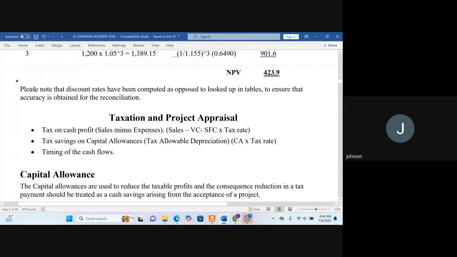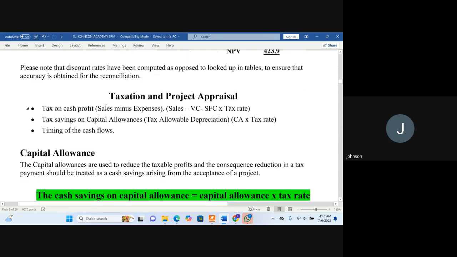So then I say that please note that discount rates have been computed as opposed to looked up in tables, to ensure that accuracy is obtained for the reconciliation. Okay, so let's now look at taxation and project appraisal. What is the effect of taxation? When you see taxation in your NPV, how do you treat it? And when you see capital allowance, how do you treat it?